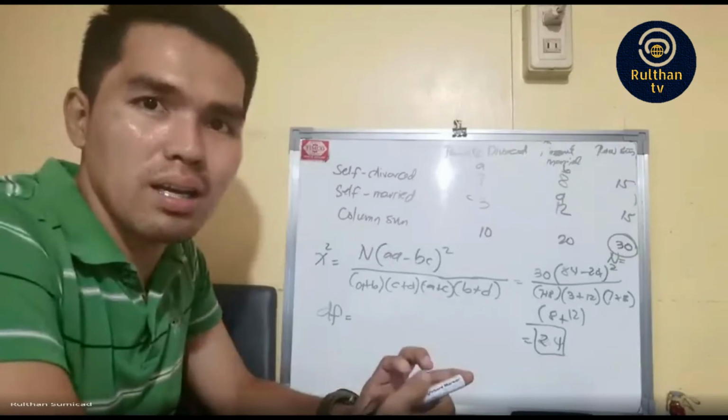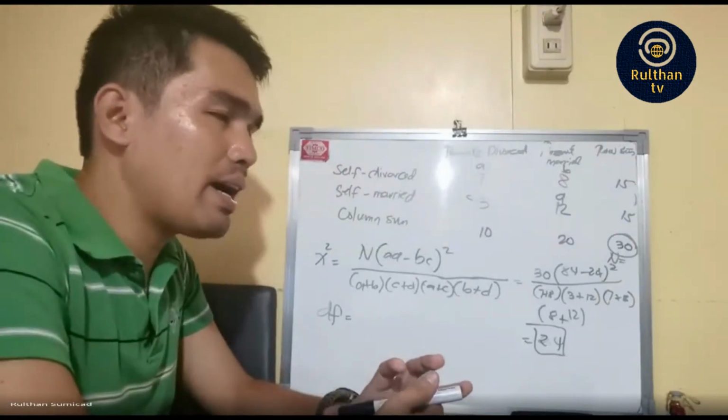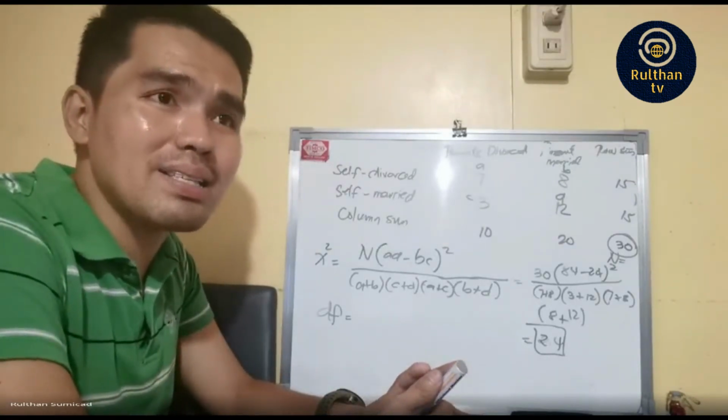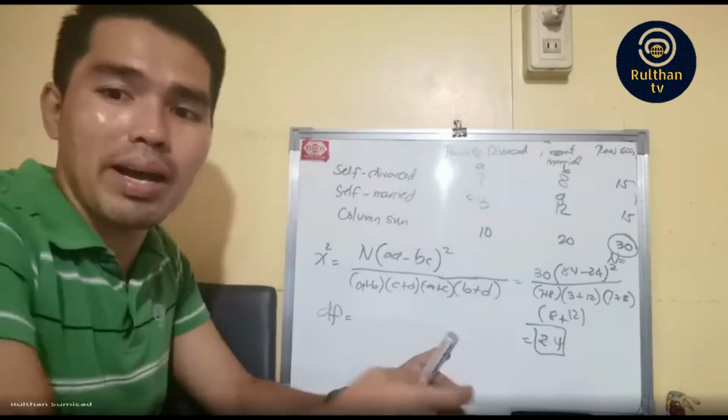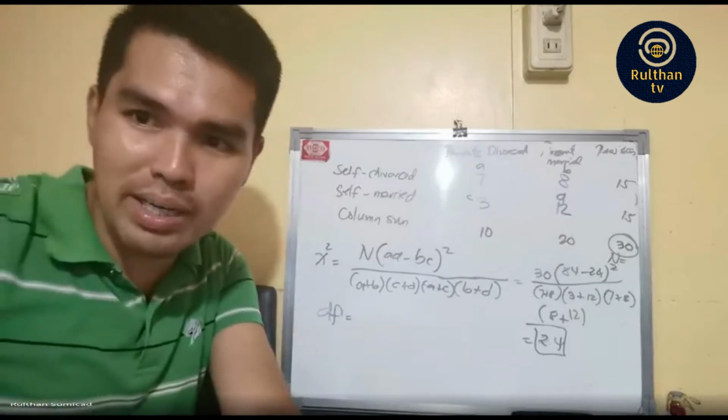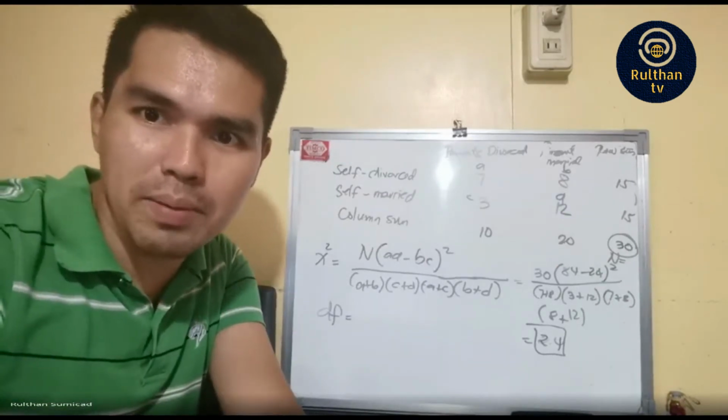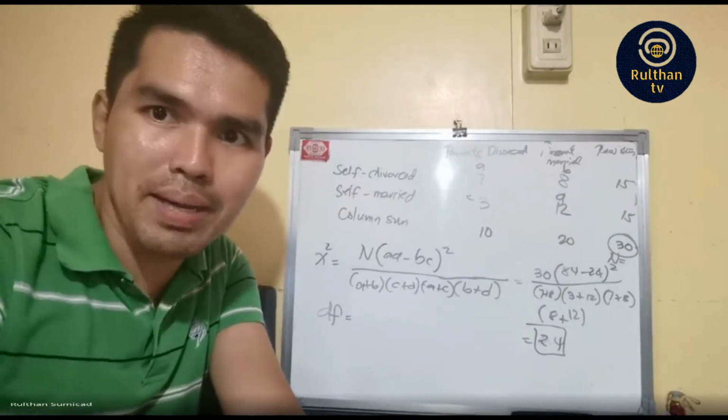It's the same ruling. If the critical value is less than the computed, then reject the null. Otherwise, accept or fail to reject. I'll just incorporate this right away because I may not touch this anymore.